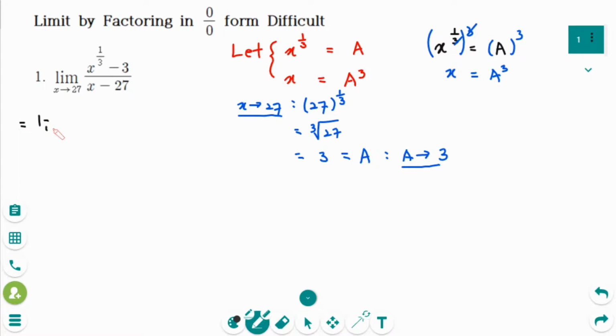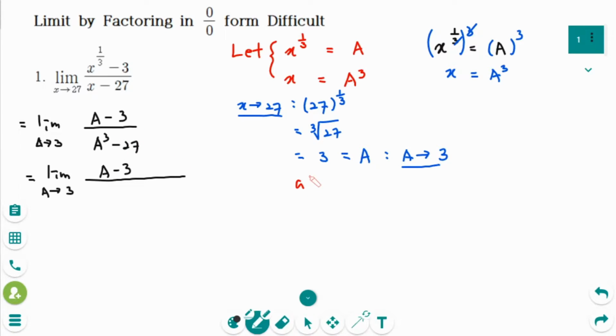So the limit becomes, x to the power of 1/3 equals a. x means a cubed. a cubed minus 27 can be factored. a cubed minus b cubed equals a minus b, a squared plus ab plus b squared.